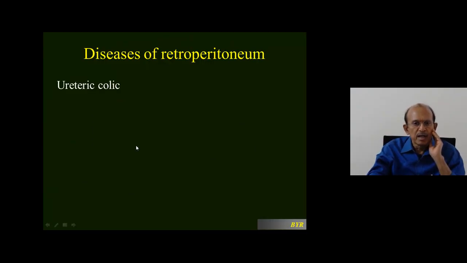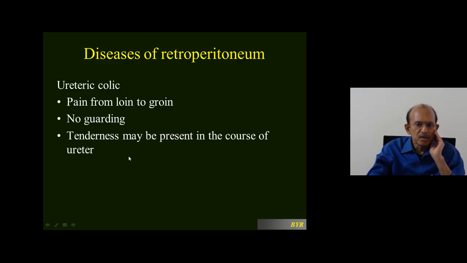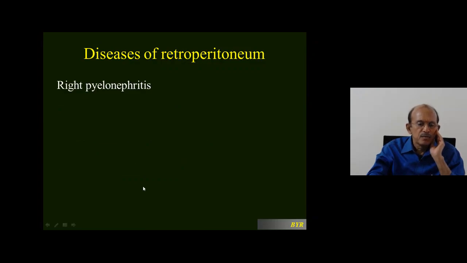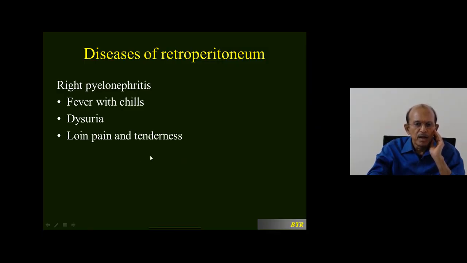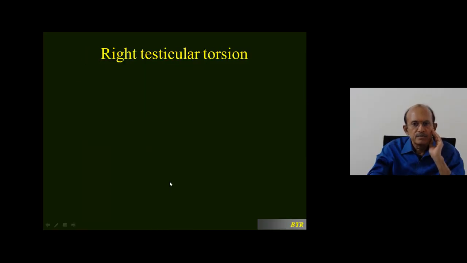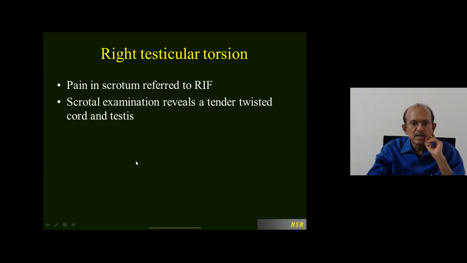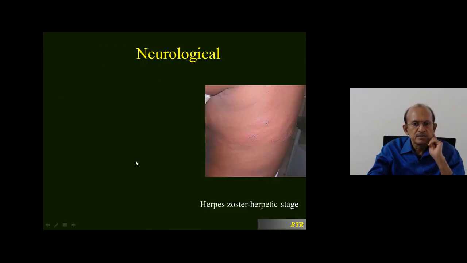Disease of the retroperitoneum: urinary colic, pain from loin to groin. There is no guarding. Tenderness may be present in the course of the ureter. Dysuria may be present. Then right pyelonephritis: there will be fever with chills and rigor, dysuria, and loin pain with tenderness. Right testicular torsion: there will be pain in the scrotum, referred to the right iliac fossa. Scrotal examination reveals a tender, twisted cord and testis.